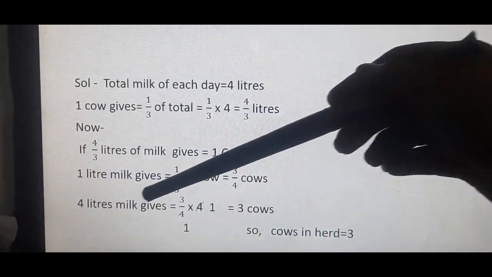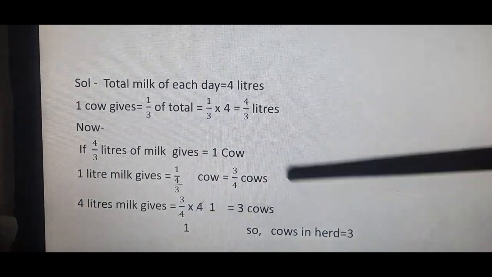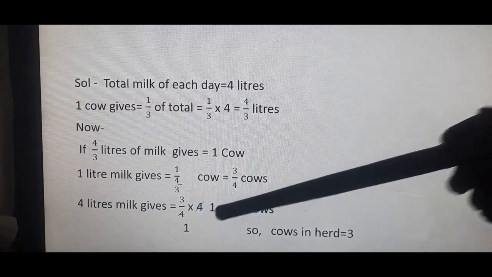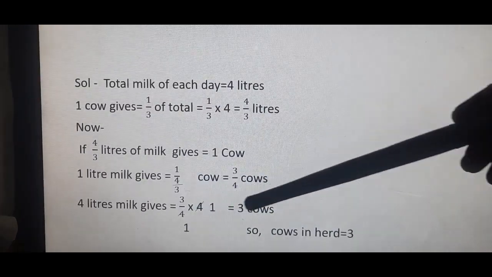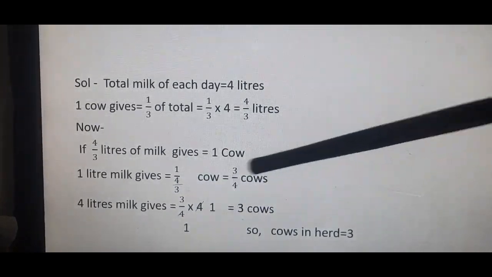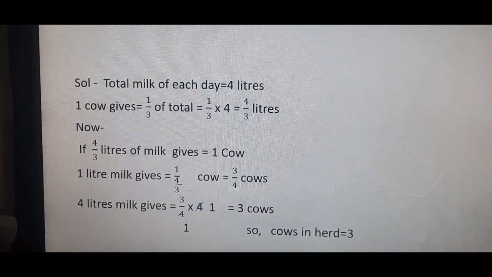4 liters of milk gives how many cows? 3/4 multiplied by 4. This 3/4 will multiply with 4. 4 ones are 4, 4 ones are 4. 3 ones are 3. So 4 liters of milk is given by 3 cows. So the cows in the herd are 3. एक herd में 3 cows हैं.